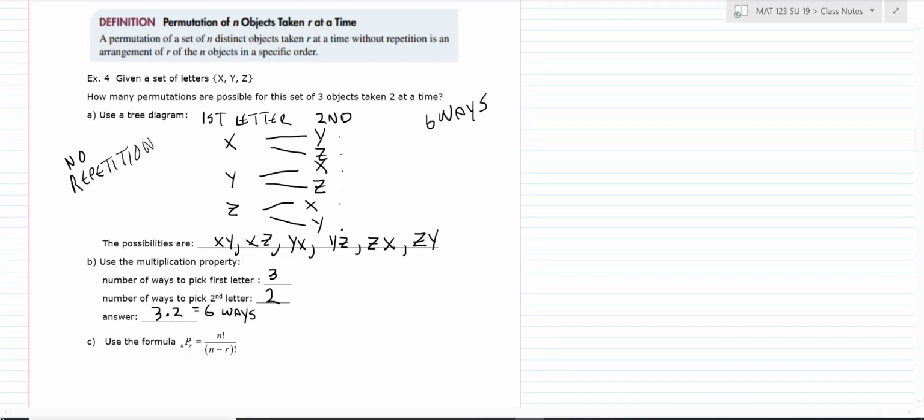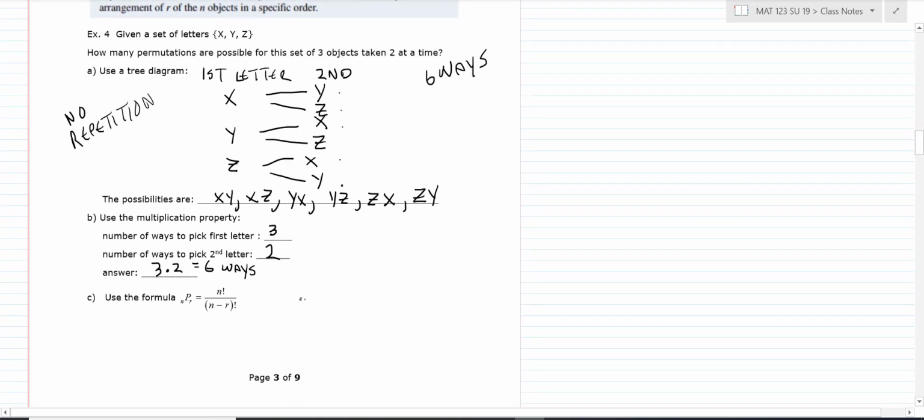So what I'm going to do is introduce you to the permutation formula of n objects taken r at a time. On this particular problem, we're going to write it like this. P stands for permutation. We're choosing from 3 letters, but we're choosing 2 of those letters and figuring out how to list all the possibilities.